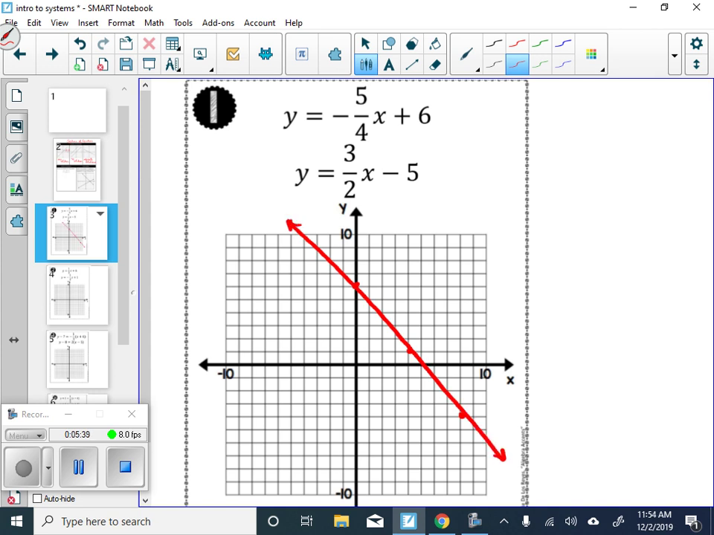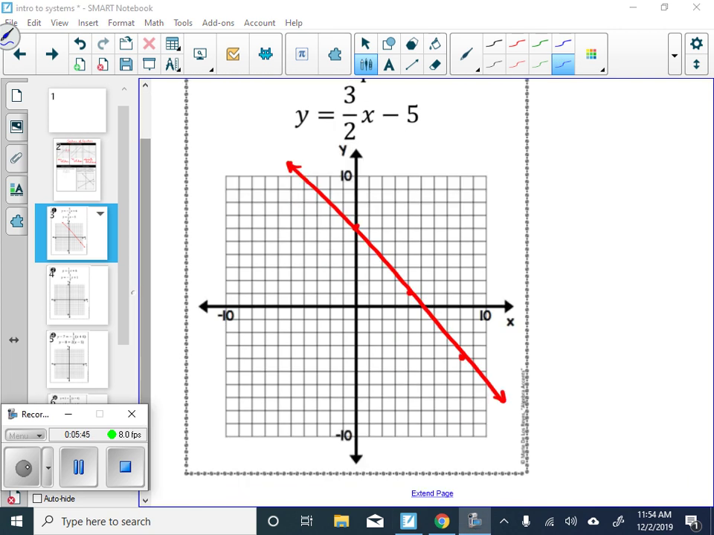And your first equation is graphed. Let's look at our second equation. What do I know? Slope is 3 over 2, and it's positive, yes? And then what's my y-intercept?